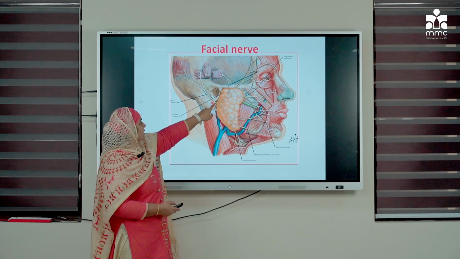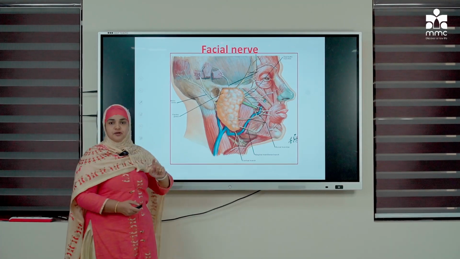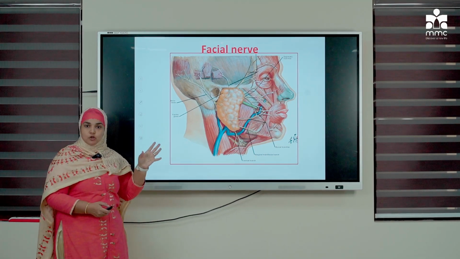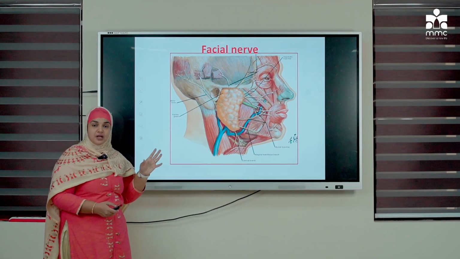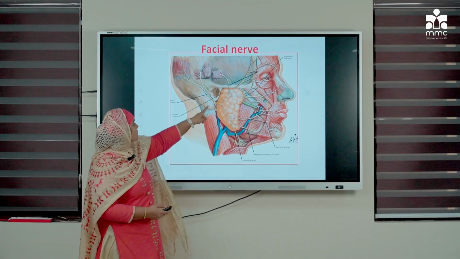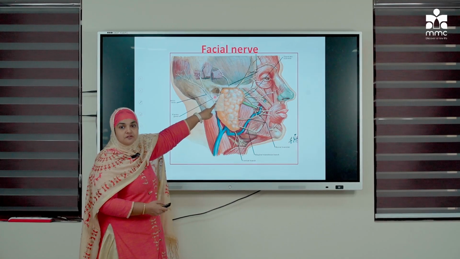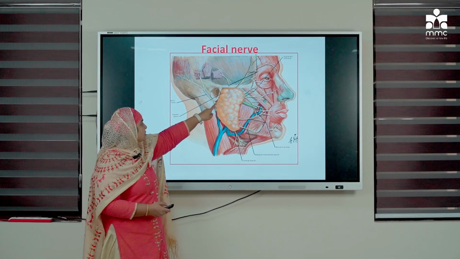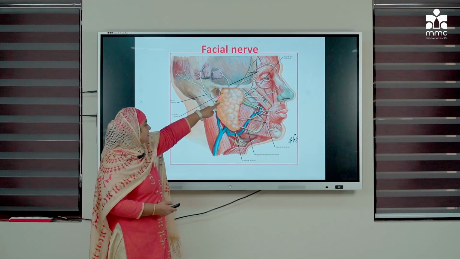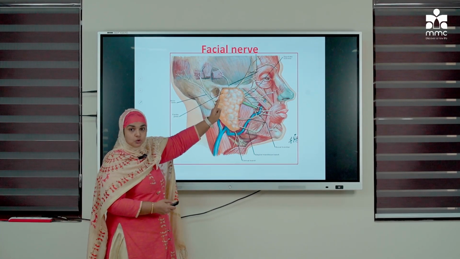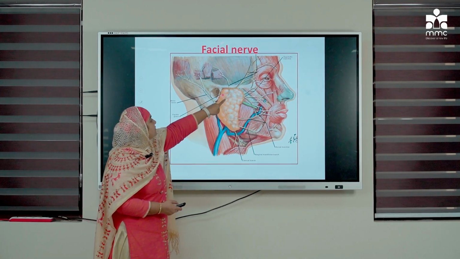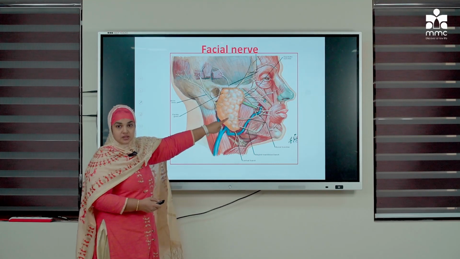This is the stylomastoid foramen. There is a foramen that is seen between the mastoid process and the styloid process, that is called the stylomastoid foramen, through which the facial nerve emerges from the cranial compartment. So this is the extracranial course of the facial nerve. The facial nerve, after emerging from the stylomastoid foramen, enters the parotid gland through the posterior medial surface, and once inside the parotid gland, it divides into two main trunks.